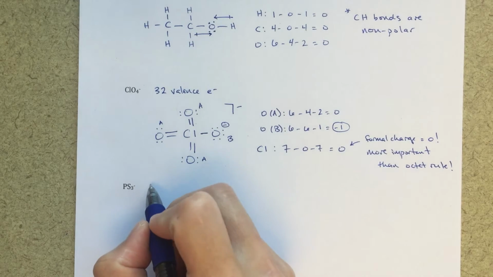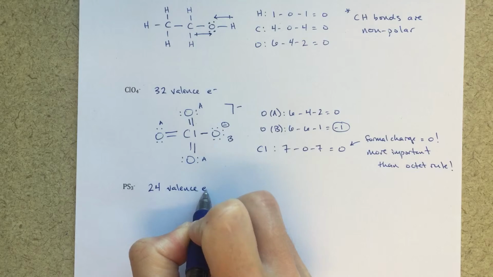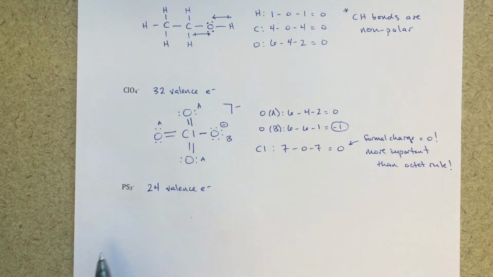PS3 minus. Here we're going to have 24 valence electrons. And just to reiterate how I'm doing that, phosphorus has 5 valence electrons. Sulfur has 6 valence electrons, so we add that up. That will be 23, and then since it's minus, we're going to be adding in 1 more valence electron, right?